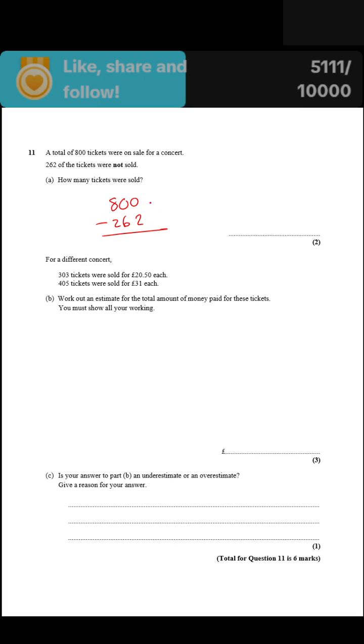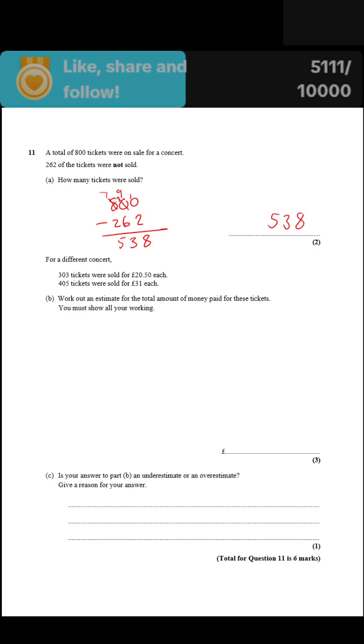So I'm going to use the column method. Our first step is 0 take away 2, which we can't do, so we need to borrow. We've got a 0 there, that doesn't help us, so we're going to borrow again. So the 8 becomes a 7, and the 0 becomes a 10. At that point, we can borrow. So that becomes a 9, carry the 1, which is 10. We do 10 take away 2, that gives you 8. We do 9 take away 6, which gives you 3. 7 take away 2 gives you 5. So there's 538 of those tickets that have been sold.